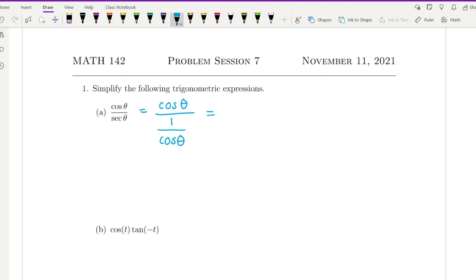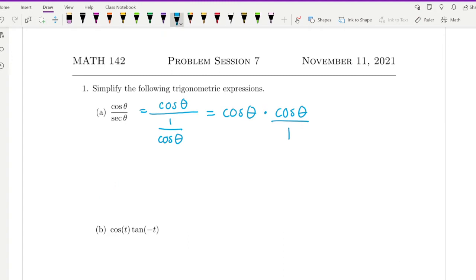Well, remember that dividing by a fraction is the same as multiplying by the reciprocal of that fraction. And maybe let me make this a little clearer. So this is kind of the big fraction, and then this is the smaller fraction within it. Dividing by 1 over cosine of theta is the same as multiplying by cosine of theta over 1. The general rule is that if you have something like A over B over C, that's the same thing as A times C over B. That's the rule that we're using here.